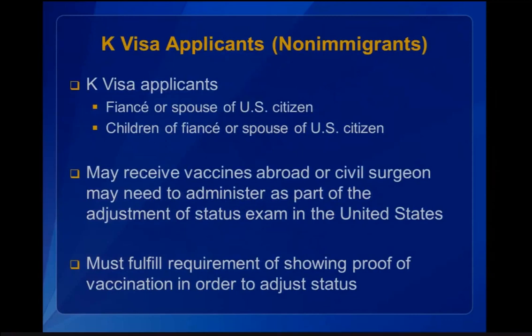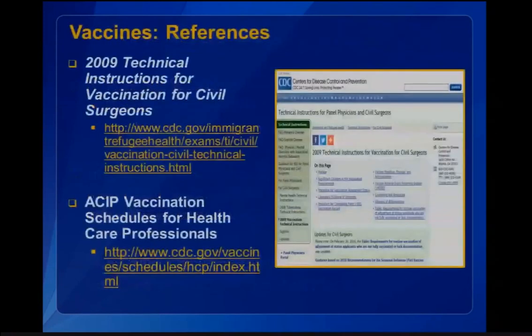The fiancé applicants, so K-visa, it's either a fiancé or a spouse of a U.S. citizen or the children of that person. It wasn't written into the law where they should get their vaccines done. So they can get them done overseas, or they can get them done by you when they come in to get their adjustment of status exam. And they must show the requirement that they received the vaccines. They must show the proof, in order to have their adjustment of status done.